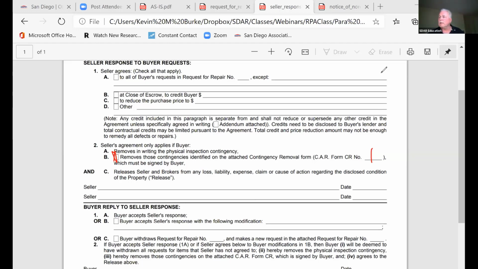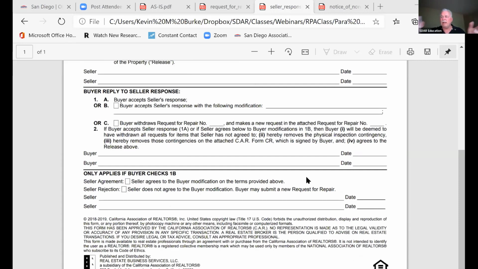Okay, all right, so I'm going to clear that part, and let's take a look at what the buyer can respond to the seller's response. So now the seller gave their response, and I've got my buyer's reply to the seller's response. You see how I'm setting up a chain? So, A, the buyer accepts it. If the buyer accepts it, they just go ahead and sign it. That's all they've got to do. Or B, buyer accepts the response with the following modification. Okay, I agree with your response, except I really, really want you to repair the pool heater. That would be something the buyer would put in there.